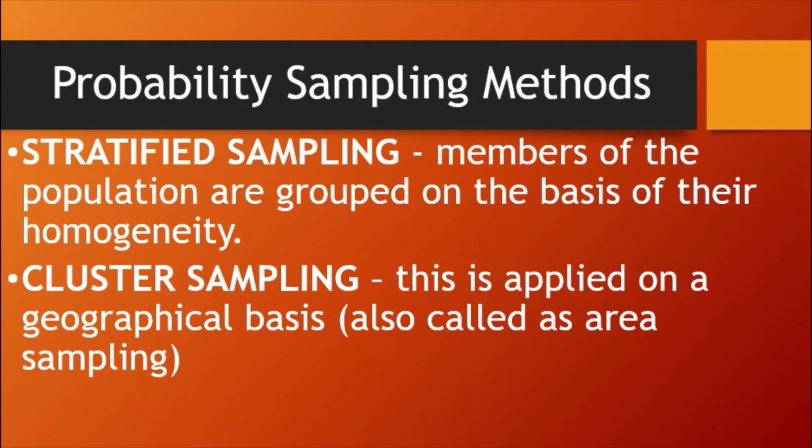Next is cluster sampling. This is applied on a geographical basis, also called area sampling. Most geographical areas are huge, and it may be inconvenient to gather data from the whole population. So what the researcher does is make groups through geographical area and get samples from that group.